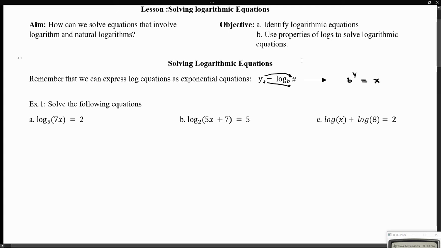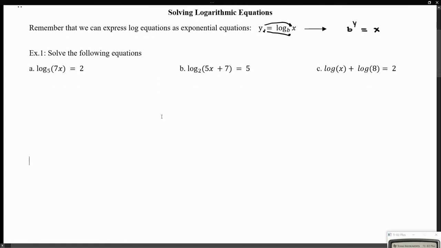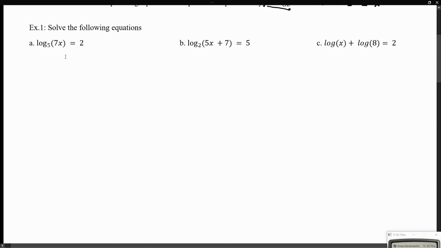And remember that we always have this triangular thing going on. So b to the y equals x. And this is how we can go back and forth between logarithm equations and exponential equations. And we're going to be using this property. We're going to take advantage of this property to properly solve log equations. So let's get started.